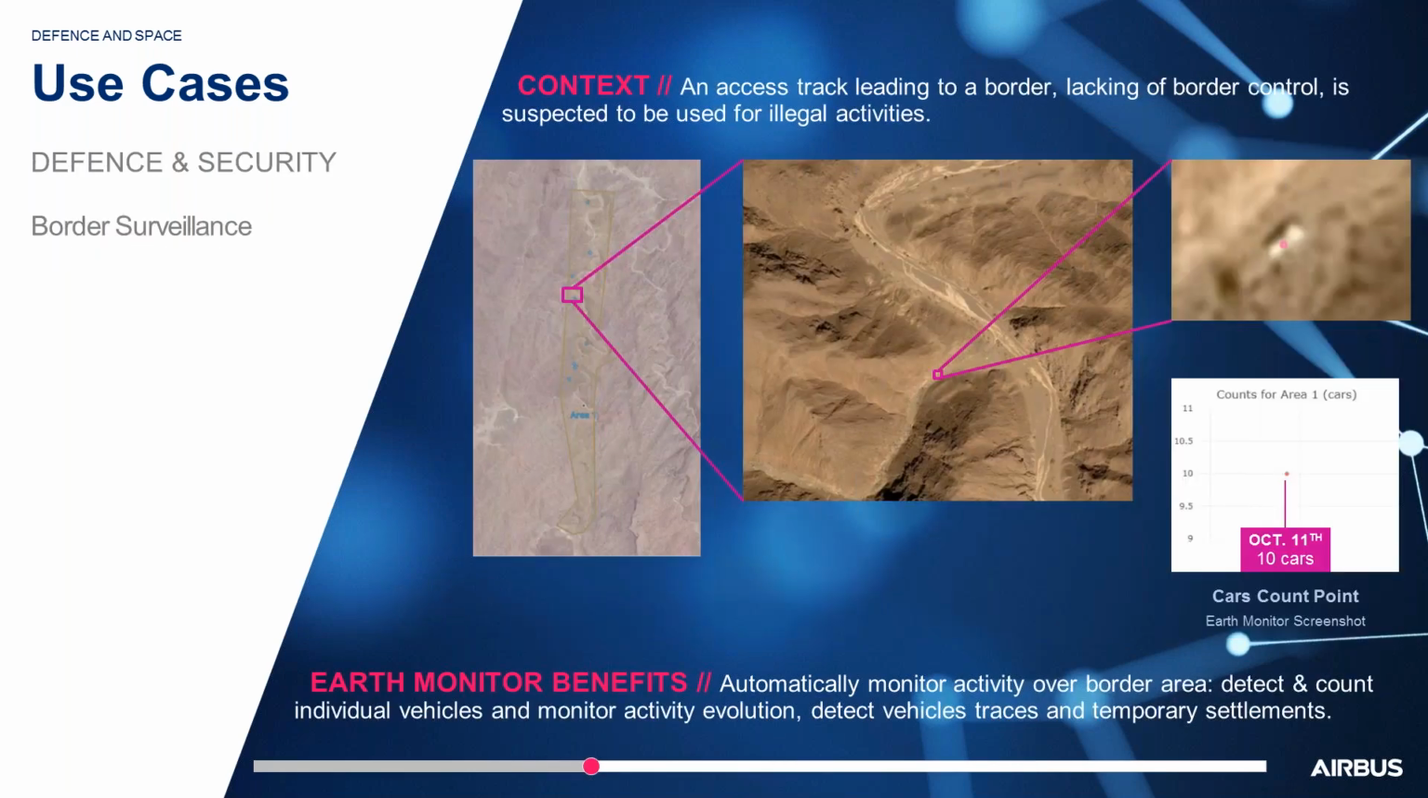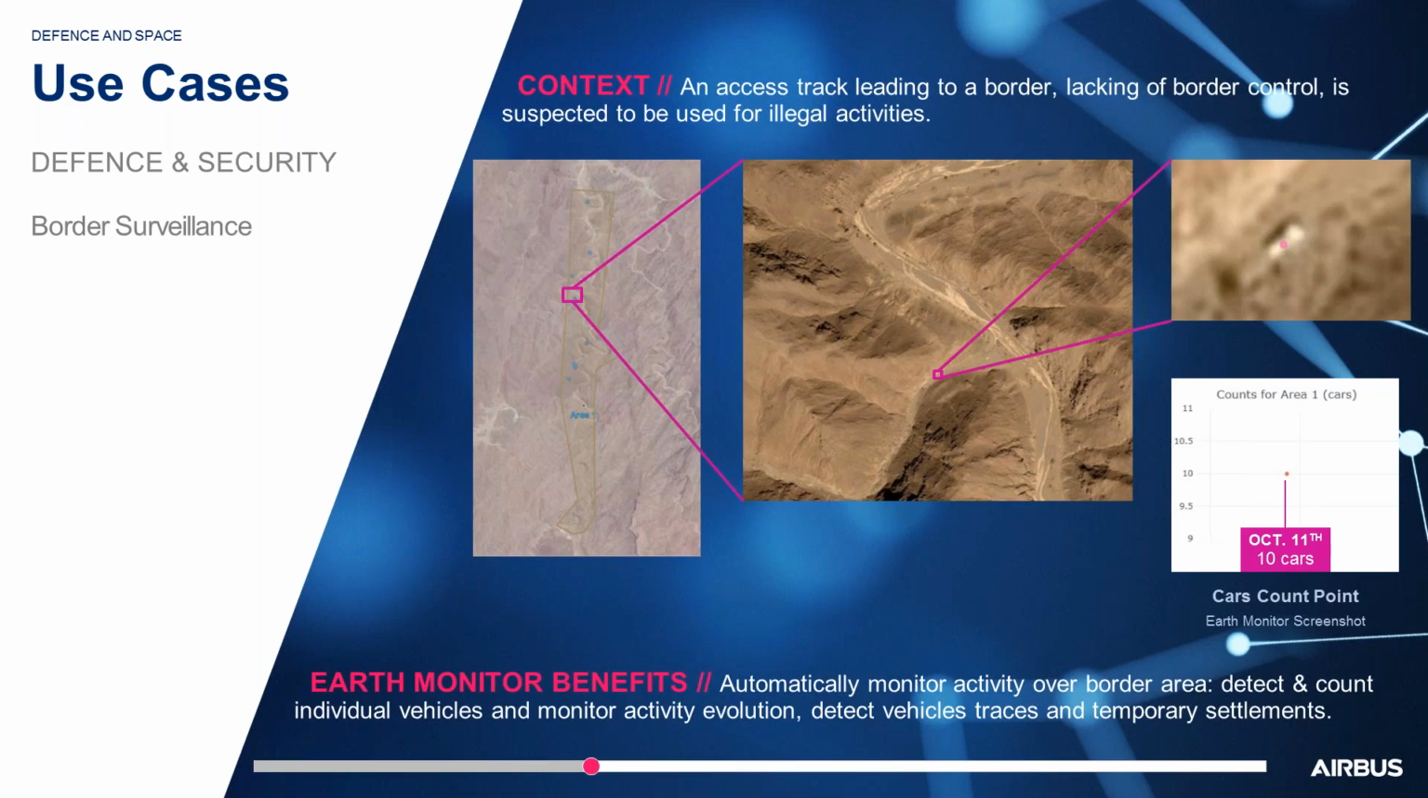Another very interesting use case is for defense and security teams, for example, for border surveillance. In this example, we have a border, and this border has no border control and is suspected to be used for illegal activities. So we can see on the left an area on the first screenshot. If we zoom in, we have the second screenshot in the middle, and if we zoom in again, we can see a car on the top right. In fact, the pink point in the middle of the screen is a car detected automatically by our tool.